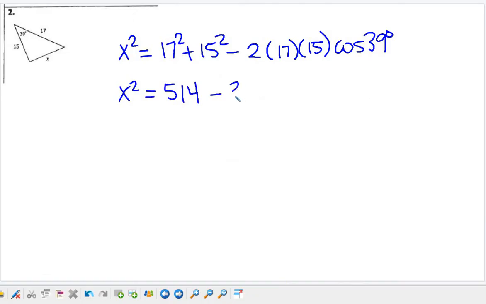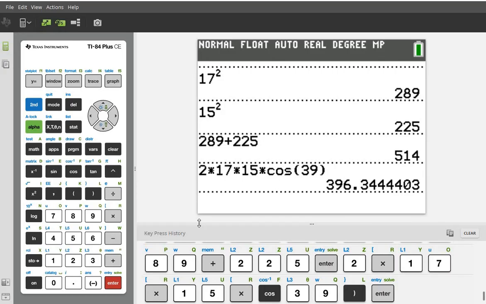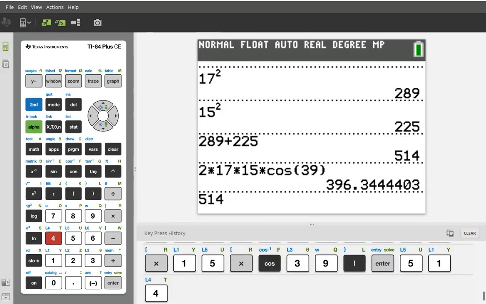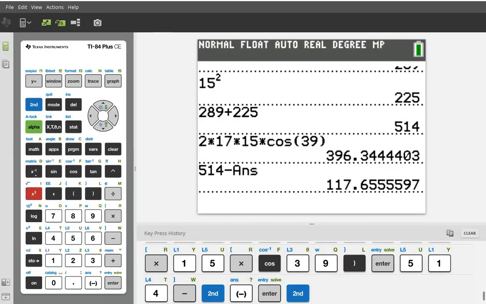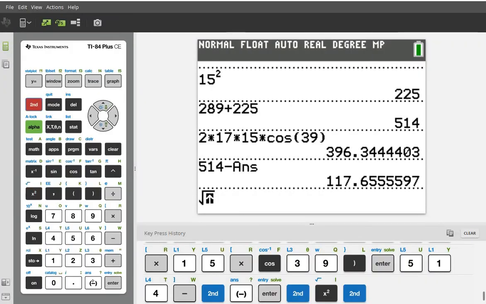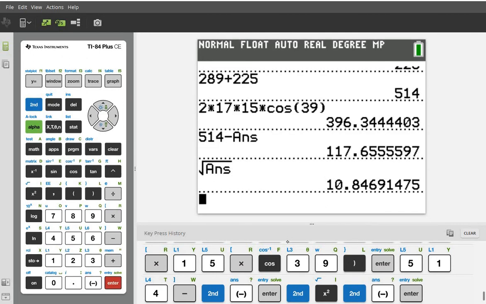That's 396.3, but we're not actually going to round. So we're going to do 514 minus second answer so that we're not actually rounding. We get 117.7. And then we're going to square root both sides. And we get x is approximately equal to, so again, we're not going to round, we're going to do second square root, second answer, enter. And we get 10.8.